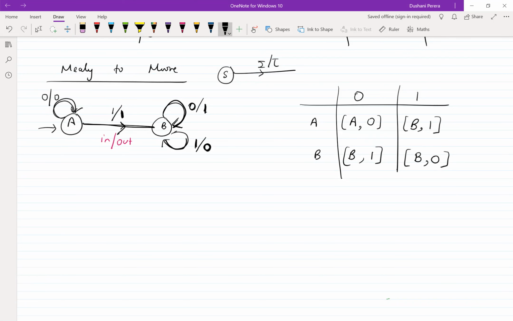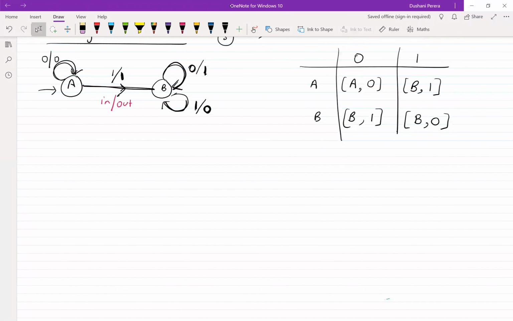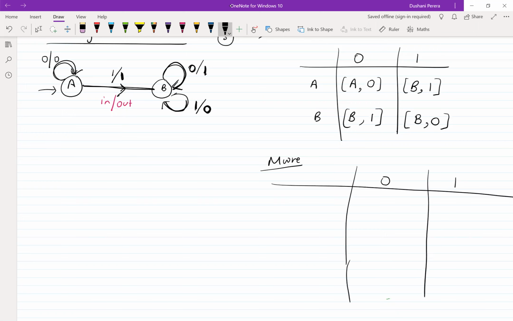Now let's look at that and convert that to the transition table of the Moore machine. Symbols in the alphabet are 0 and 1. States are A, B, C. We should have another column in the Moore machine table. Why? Because each state has an output. Each state has an associated output, so there's an output column here.